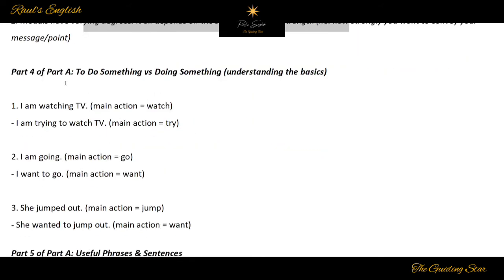Right. So now part four: to do something versus doing something. Let's get the basics right once and for all. Suppose you make a sentence: I am watching TV. What are you trying to say? What is your main point? The main point, or your main action, is that you're watching TV. That's what you're trying to convey.